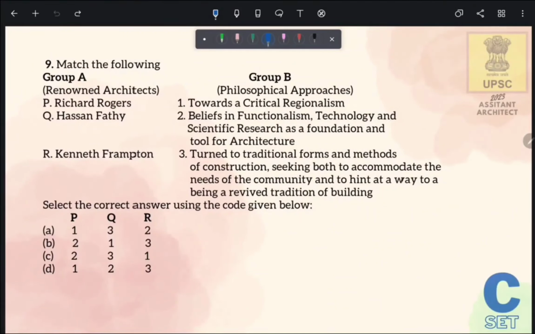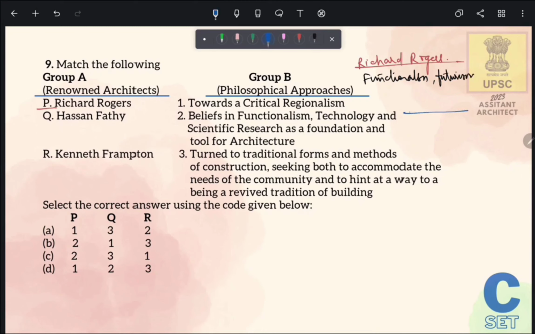Match the following. In group A we have renowned architects, and we have to match them with their philosophy in group B. So first is Richard Rogers, and he is associated with functionalism, futurism, and he designed London's famous Millennium Dome, which is a good example of futurism. So Richard Rogers' philosophical approach is belief in functionalism, technology and scientific research as a foundation and tool for architecture.